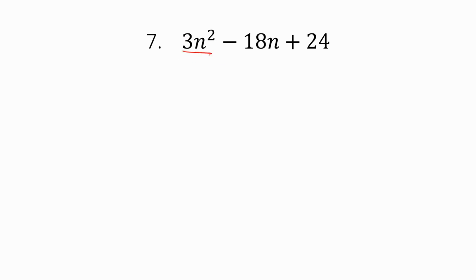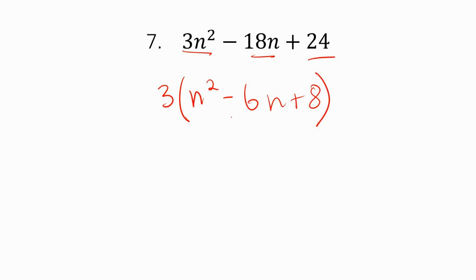So always check if there is a common factor that you can divide each of your terms by. And this time they're all divisible by 3. So do that first. Factor out a 3, and then you get n squared minus 6n plus 8. This is nice because this is much easier to factor. So then we get 3 times, well, our factors are going to be negative 2 and negative 4. So I then get n minus 2, n minus 4.